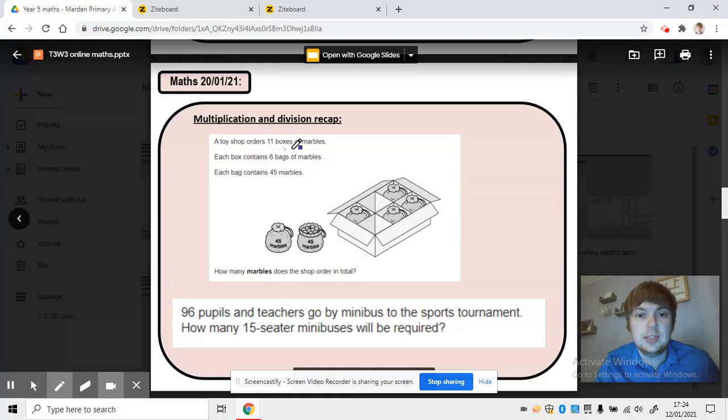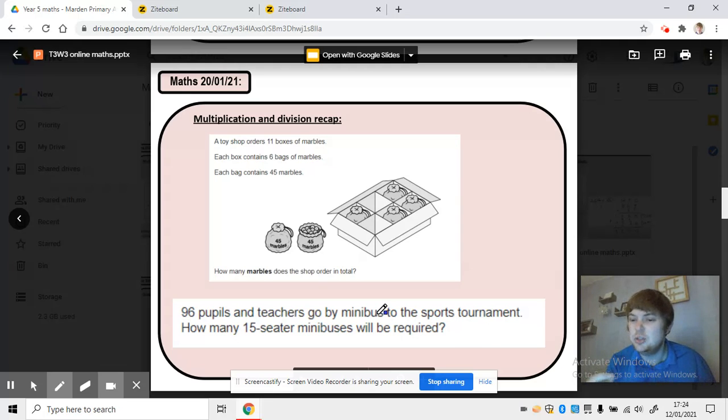A toy shop orders 11 boxes of marbles. Each box contains 6 bags of marbles. Each bag contains 45 marbles. So how many marbles did the shop order in total? Now, the clue to what type of operation we're doing is in this question. How many in total is indicating that therefore we're looking at multiplication.